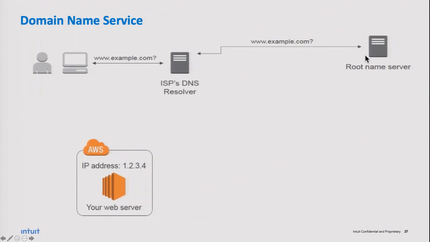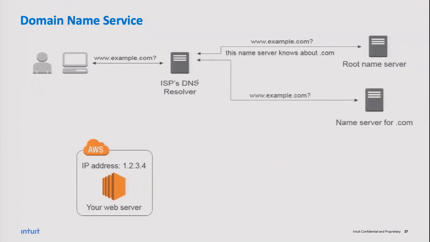The root name server will say, no, I don't know about example, but I know .com, who supports .com. Because you have .net, .com, .org, .edu and all that, this root name server knows who the .com server is. So the resolver will go to the .com name server and ask, I need example.com, who has that?